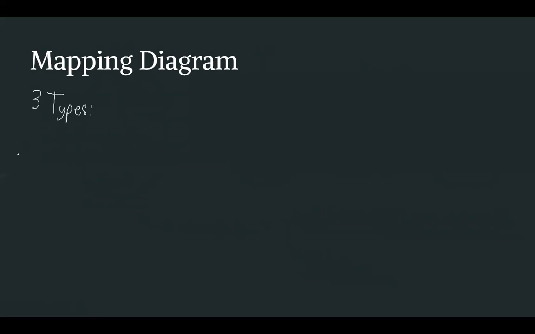All right. The first type is what we call the one-to-one mapping diagram. So what does a one-to-one mapping diagram look like? Let's just say I have two sets. This one is 1, 2, and 3, and then this is 2, 4, 6.